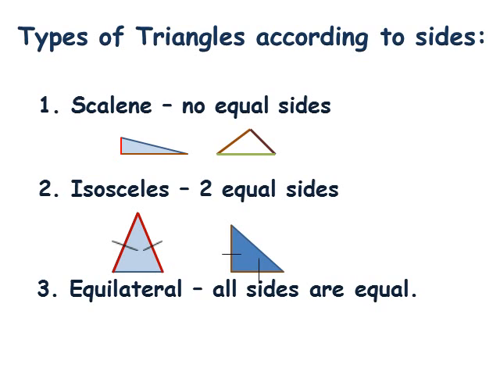The third one is called equilateral triangle, where all sides are equal. This is an example of that. So again, according to the length of the sides, we have scalene, isosceles, and equilateral. I would really like you to memorize that and be able to define these kinds of triangles.